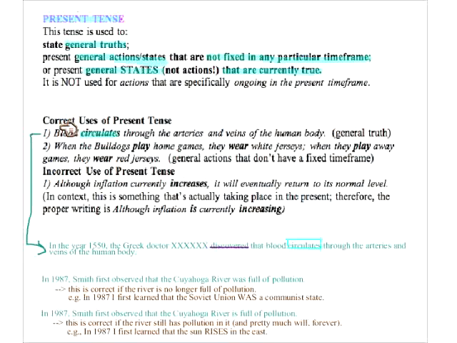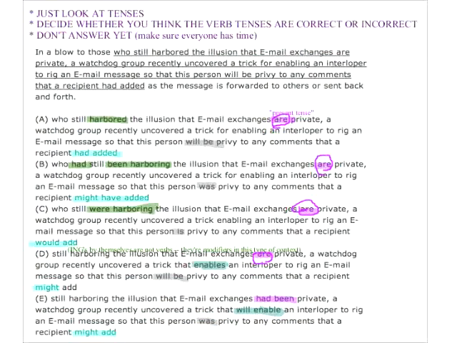Smiley face button. Okay, that's how you use the present tense. So the reference is to people who believed that this was generally true. Like they believed that email exchanges are private generally, in the same way that they believed that blood circulates, or that the sun rises in the east. So this is true.